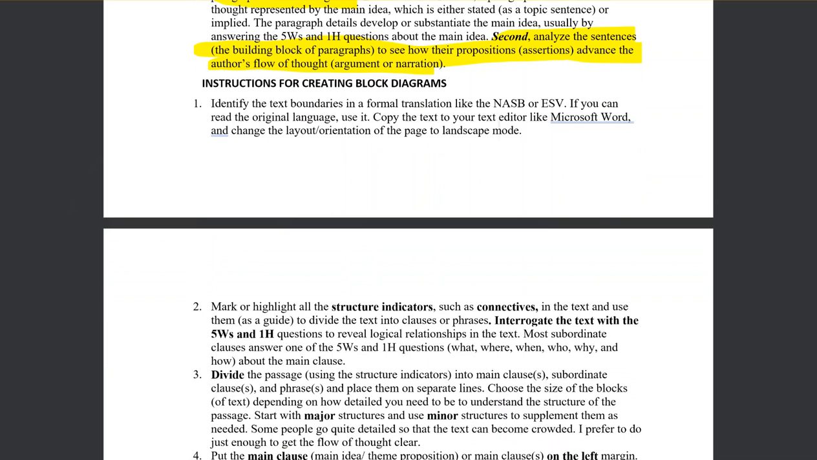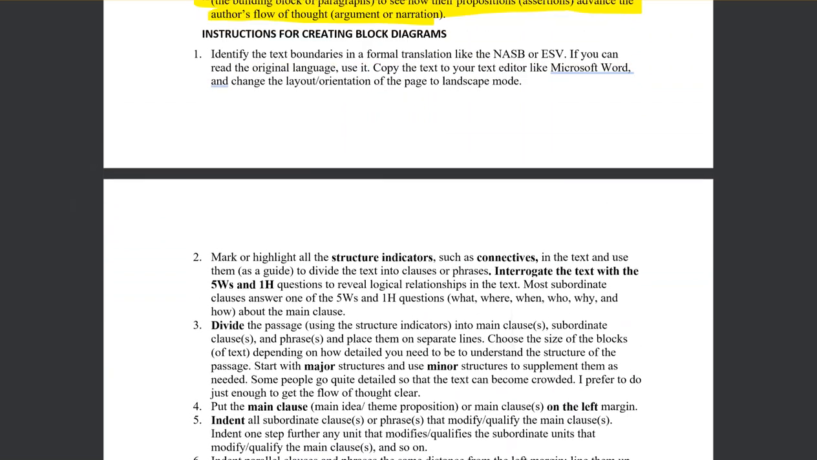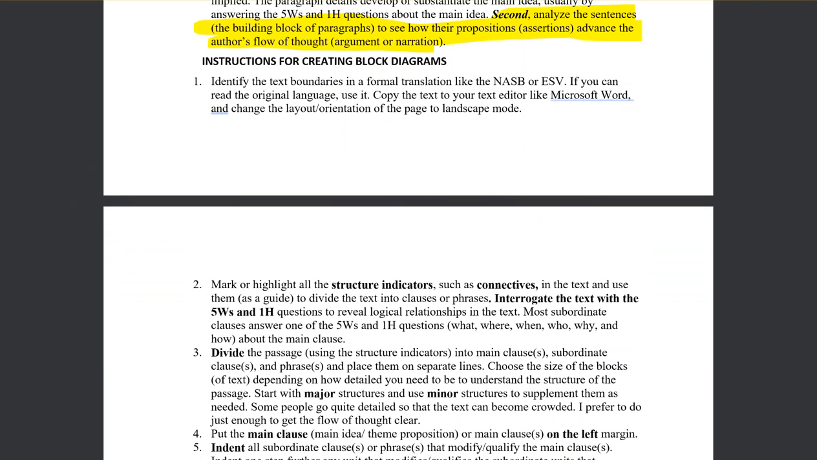Here are some instructions that I expect you to be able to use to do a block diagram. Again, these are from the textbook, but I want to go over it quickly to give you a better understanding. So you take a paragraph that you want to study, and the first thing you should do is identify the boundaries of the text.